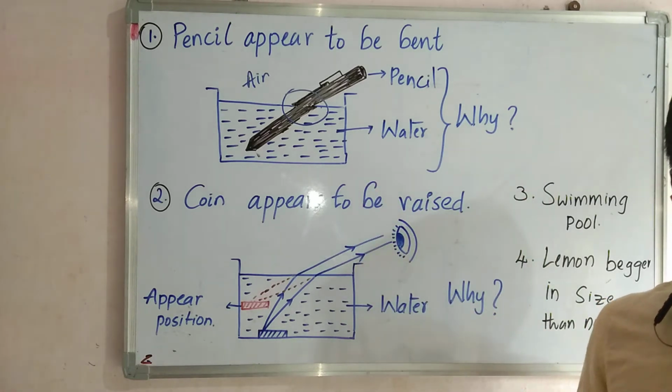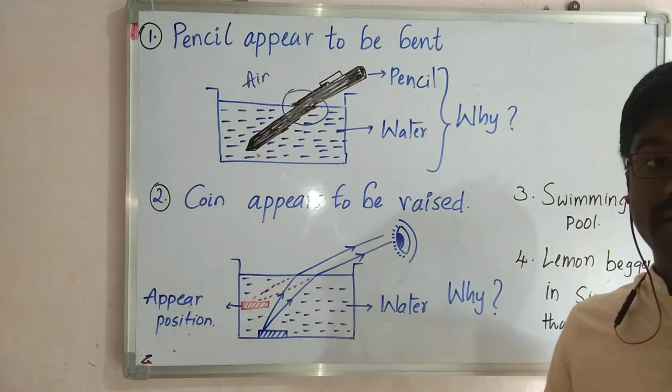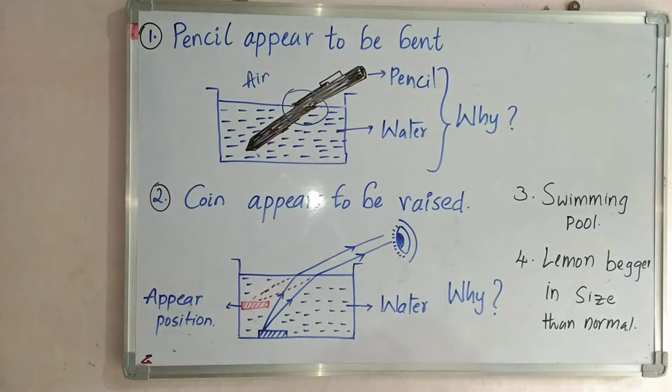Right? That means, if you observe these two examples, there is a phenomenon happening around it. Which type of phenomenon is it? That we have to understand, that we have to study here. Now, let us see some more examples where we can observe daily life.